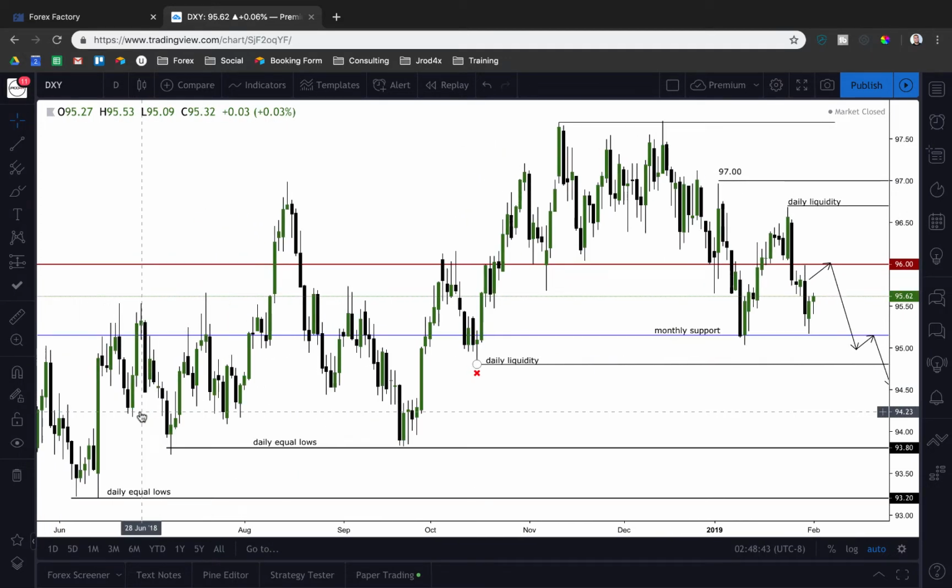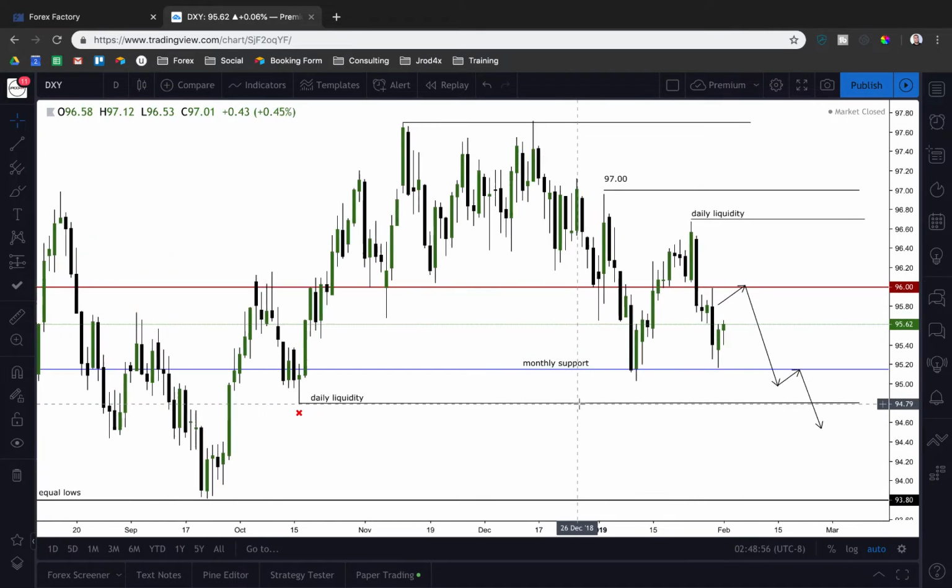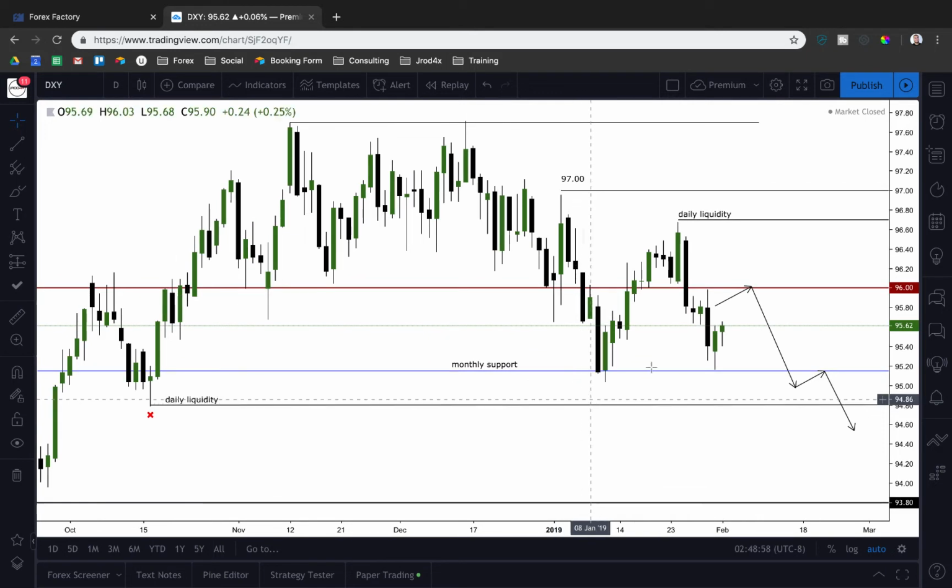And if we scroll out a bit, we do have a good bit of liquidity resting below the market here at 93.80. And then with a continuation or a spike lower, we could see 93.20. So that's what I'm going to be looking for on the longer term for the downside on dollar index.